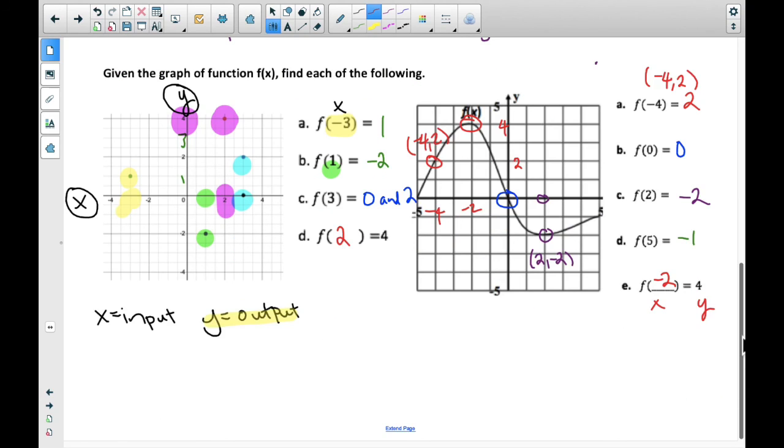Okay, that's what you need to know about evaluating functions and function notation. I know that some of that function notation gets a little bit confusing just because it's different than the y, but it's really the same. It's not a whole lot different at all. Okay, we will work on this together in class.